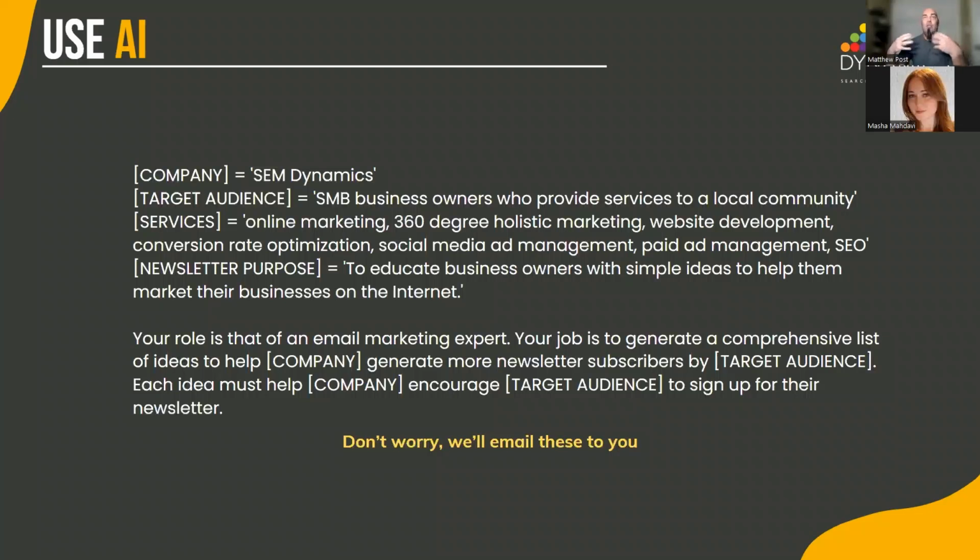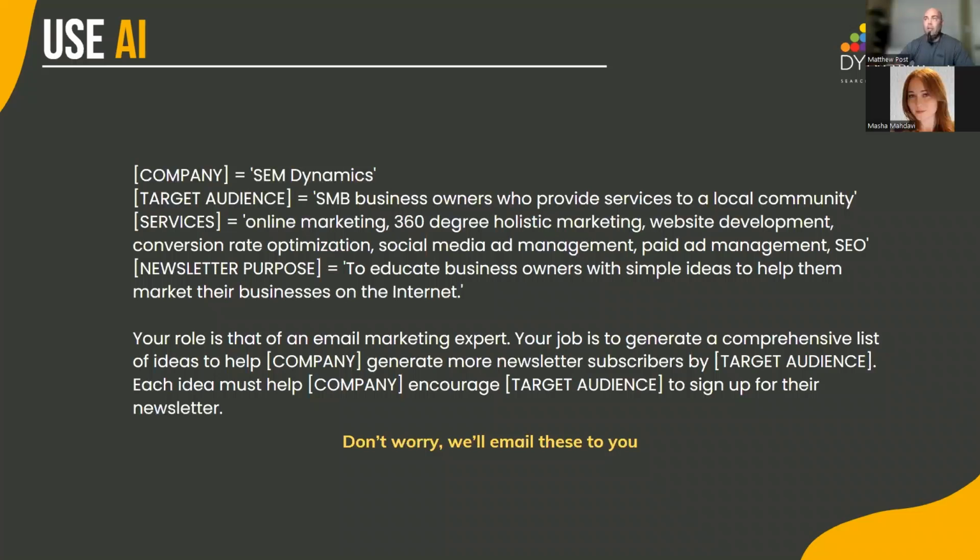So to begin with how we create our AI prompts, we want to designate variables, right? So company, and then value equals SEM Dynamics. So a variable and a value. We do this top part in a prompt so that we don't have to keep retyping things over and over again. Later on, I can just say company. Later on, I can just say services. I don't have to retype everything all over again. It becomes very valuable later on. So to start, we want to say who our company is, who the target audience is, services, we do online marketing, and so on. Newsletter purpose. The purpose of our newsletter is to educate business owners with simple ideas to help them market their business on the internet. Very high level there.